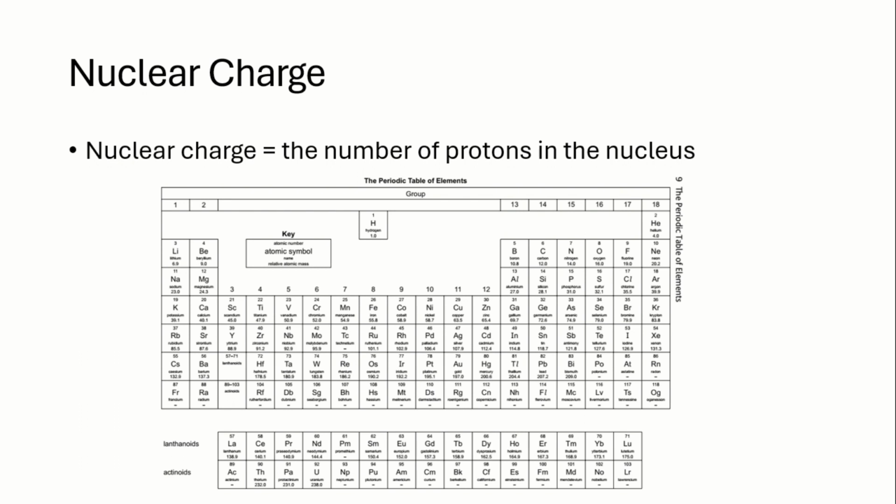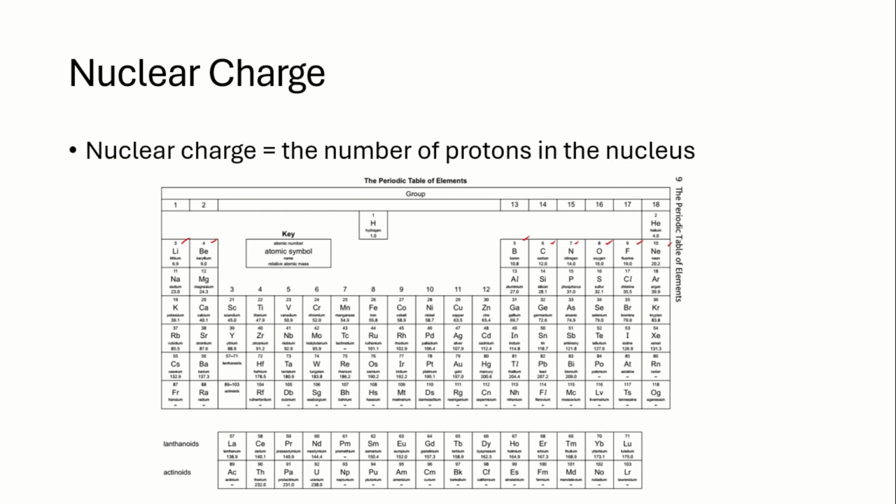I have a periodic table here. Across a period, proton number is increasing. Let's say we take period 2, from lithium to neon. Proton number is increasing from 3 to 10. So the number of protons in the nucleus is increasing across a period. So we say that nuclear charge is increasing across period 2, across period 3, across all periods.